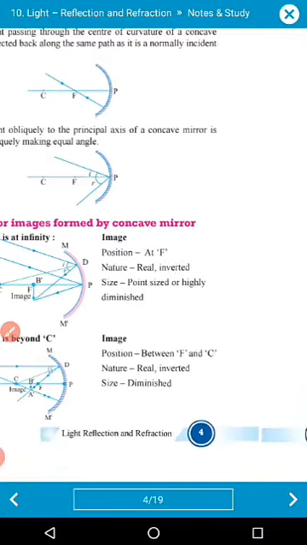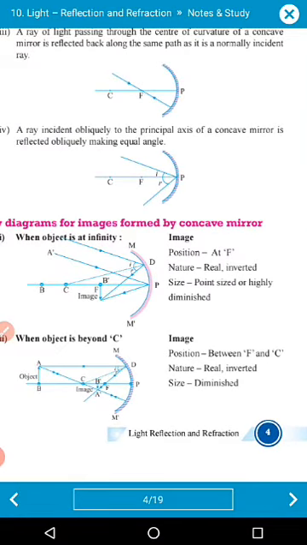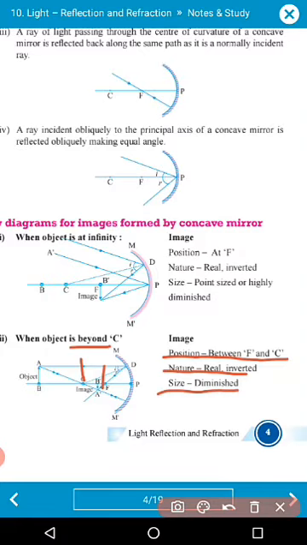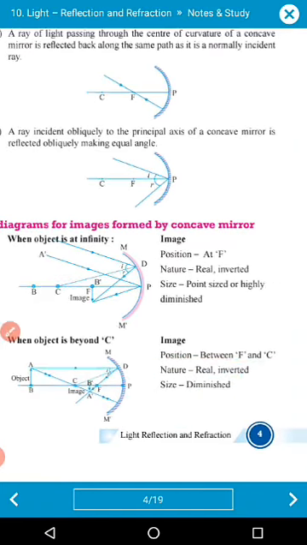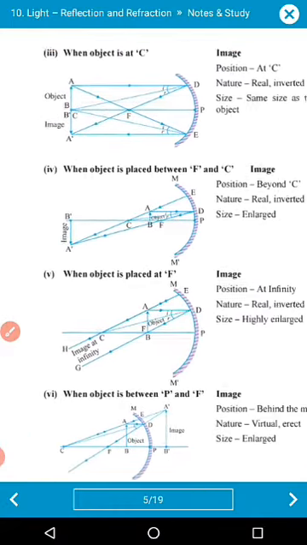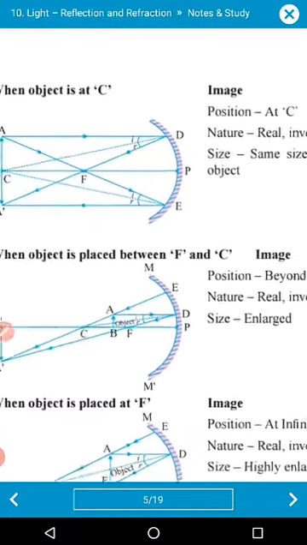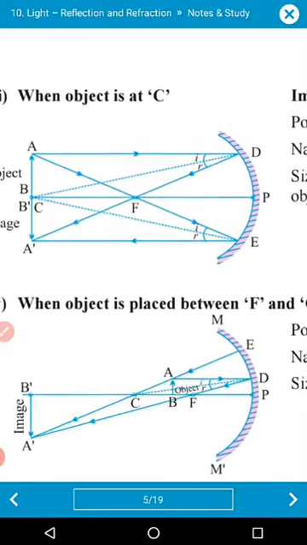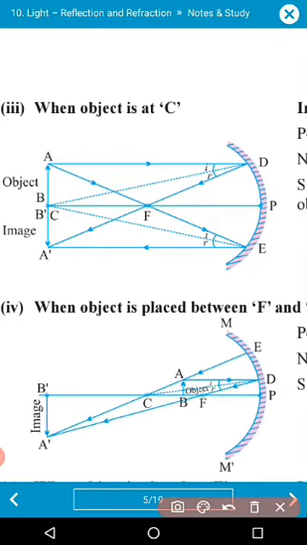So our third case, see, this is the justification. When I put my object beyond C, the position of image will be between F and C, C and F. Okay, the nature is real and inverted, the size is diminished. Diminished means the size is small compared to the object. Understood? Now next, when I put my object at C, see, when my object is at C, see, this is an object.